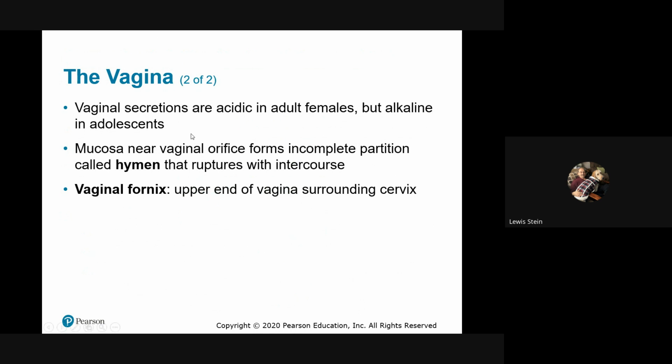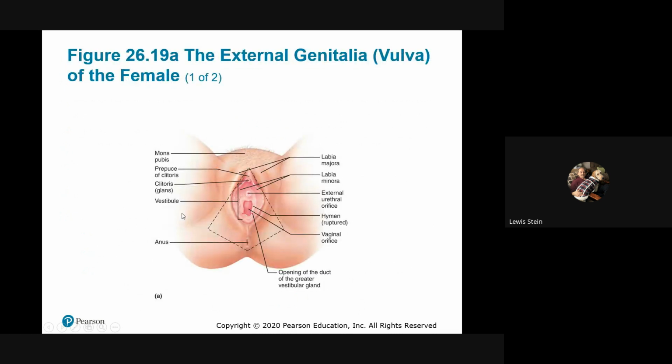So, little tip: vaginal orifice, incomplete partition, the hymen ruptures during the initial intercourse. There's not a whole lot else. That's the vulva itself. Again, that's the perineum. If you want to refer to it in the female, it's called the vulva. You have the mons. You have the clitoris. The clitoris has a prepuce or a foreskin, again the analogy to the penis in the male. The opening is the vestibule. This is one where the hymen is ruptured, so you can see more acutely anterior to the vaginal opening you have the urethra. Posterior, you have the anus.